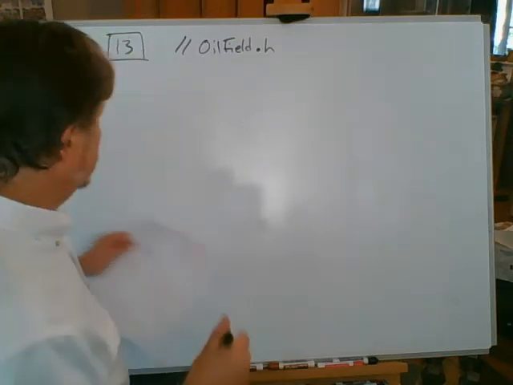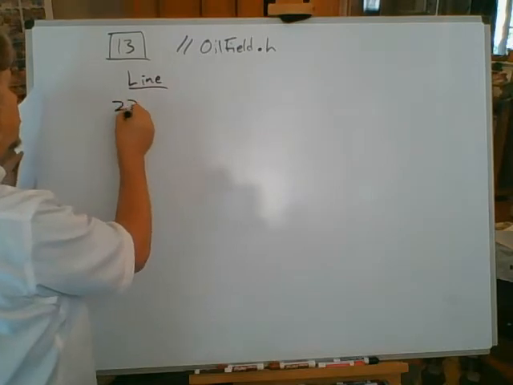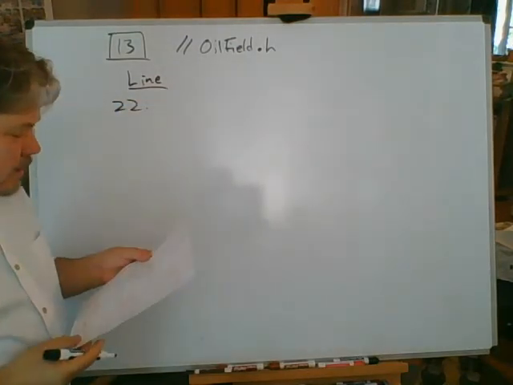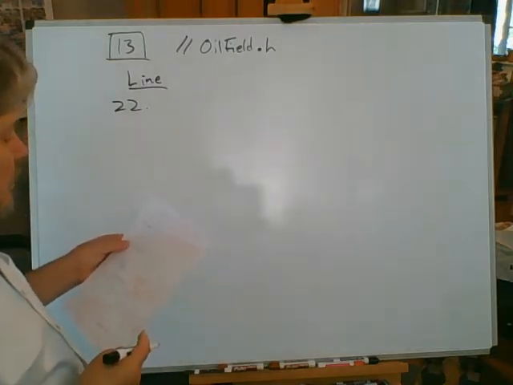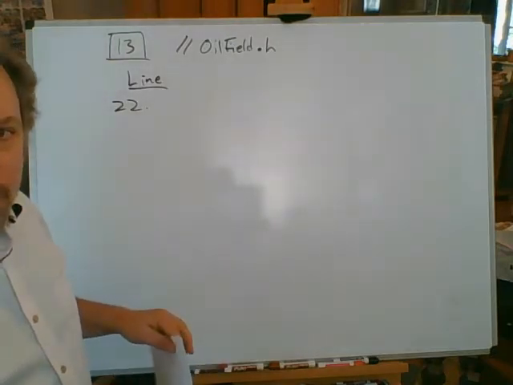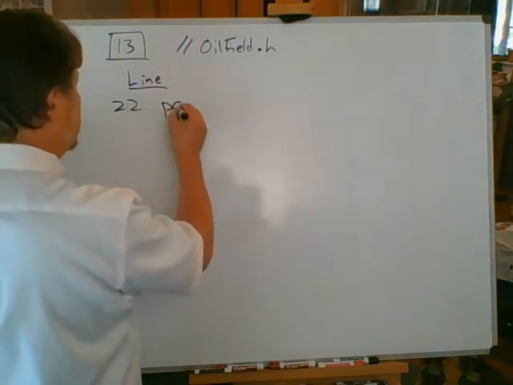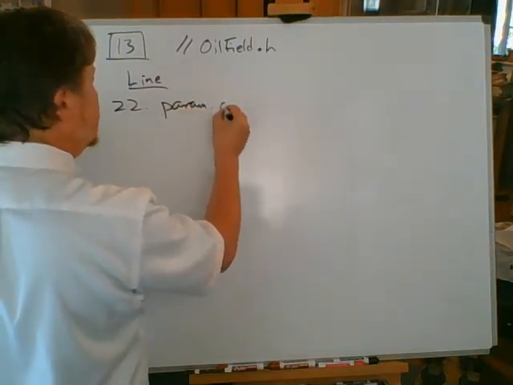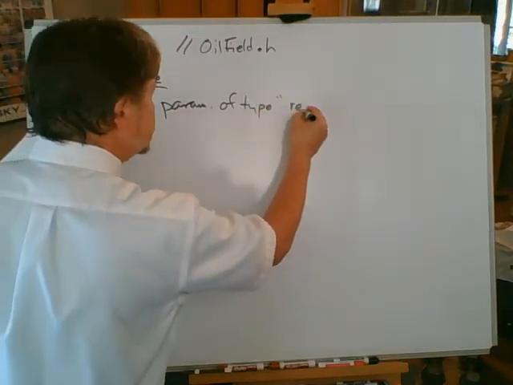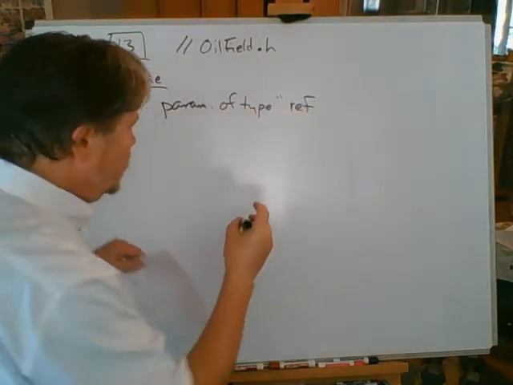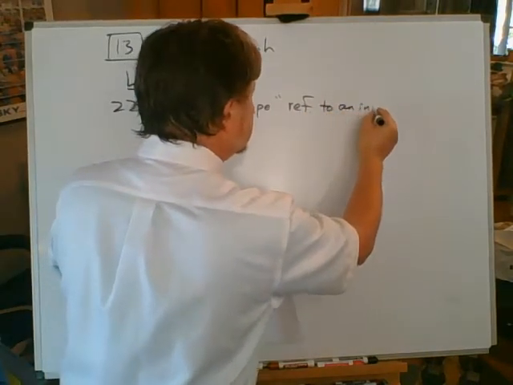Aha, line 22. So if I start a line list over here, line 22. What's interesting about that, in my mind at least? That's the first time we've seen a parameter of type reference to an input file stream. Let me see if I can remember all of that. Parameter, abbreviated, parameter of type reference, I'll abbreviate REF, reference to an input file stream.